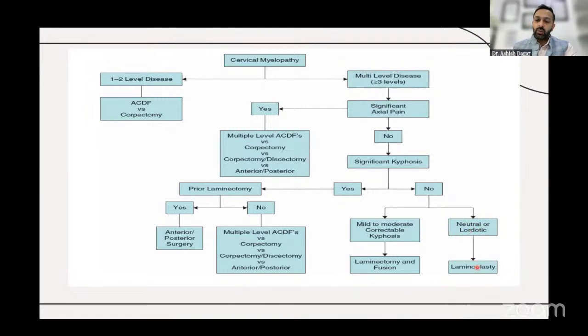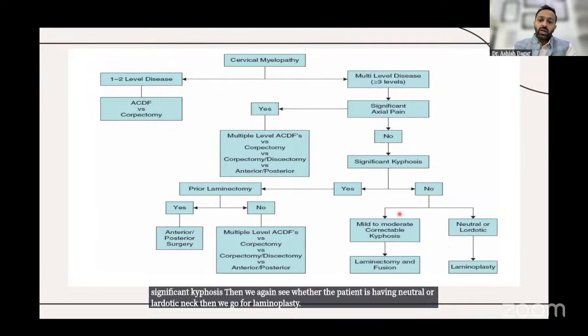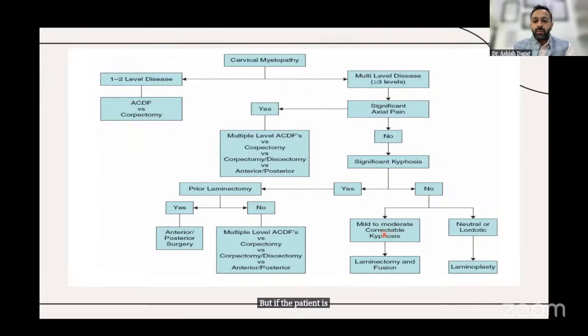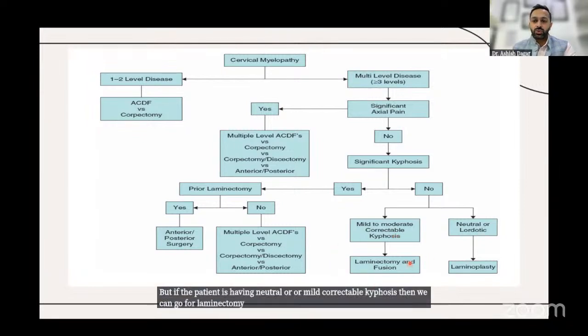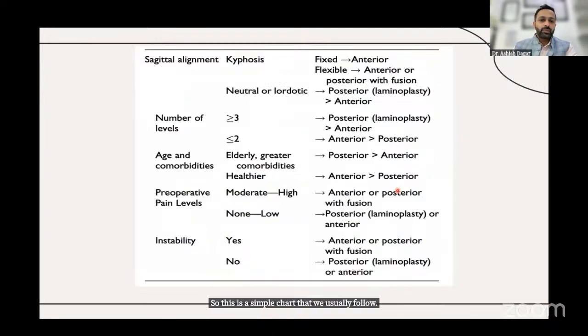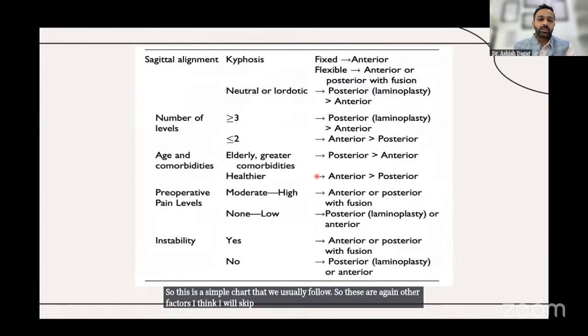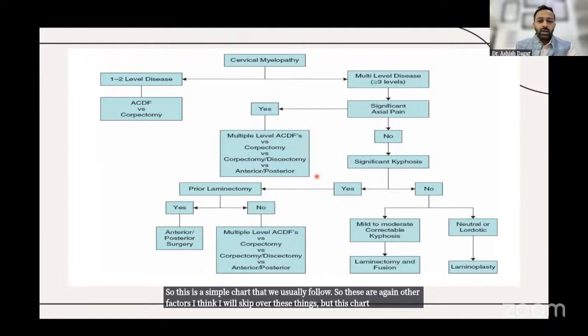Then we go for laminoplasty. But if the patient is having neutral or mild correctable kyphosis, then we can go for laminectomy and fusion with screws. So this is a simple chart that we usually follow. So these are again other factors. I think I will skip over these things, but this chart is fairly self-explanatory.